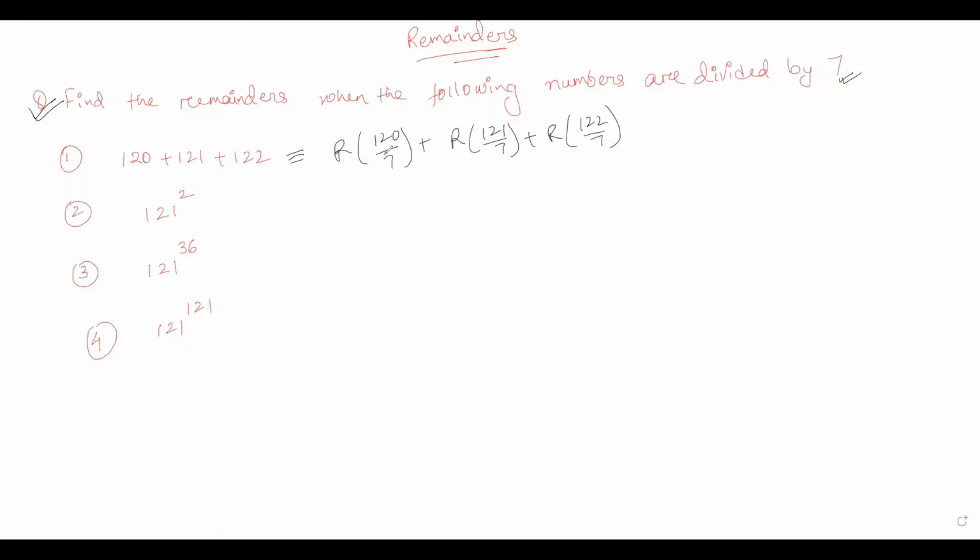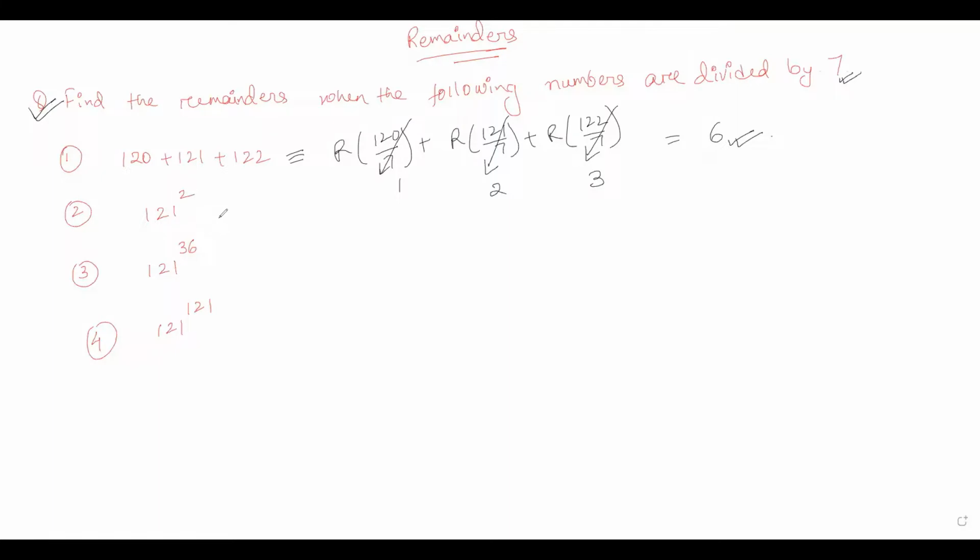Now 120 by 7 will give us a remainder of 1, 121 by 7 will give us a remainder of 2, and 122 by 7 will give us a remainder of 3. So the total remainder when 120 plus 121 plus 122 is divided by 7 would be simply 1 plus 2 plus 3, that is 6. Now this 6 is less than 7, so we cannot divide further, so this is the final remainder.